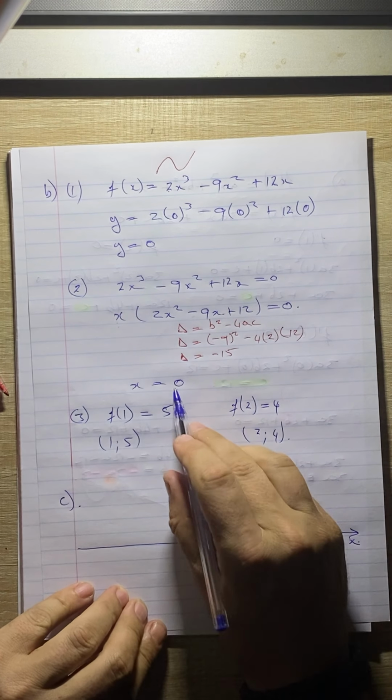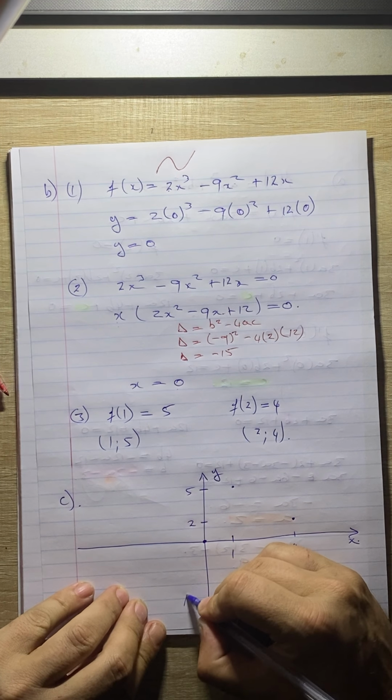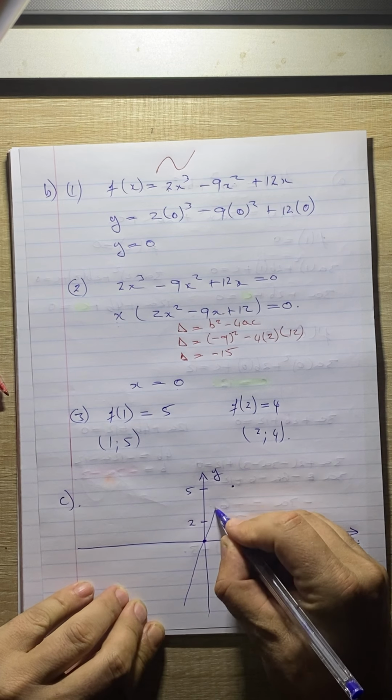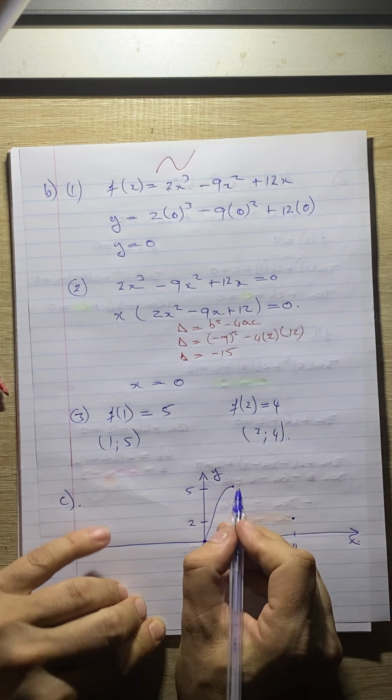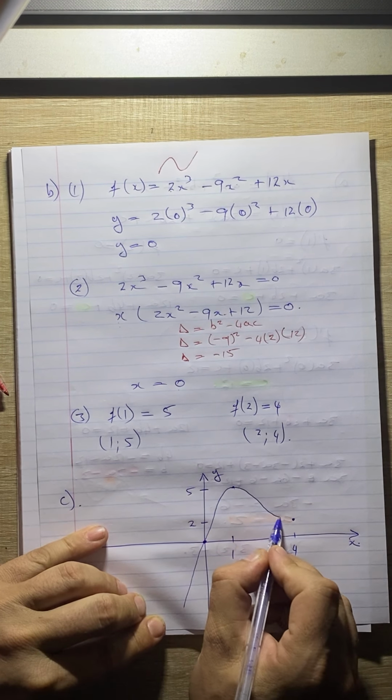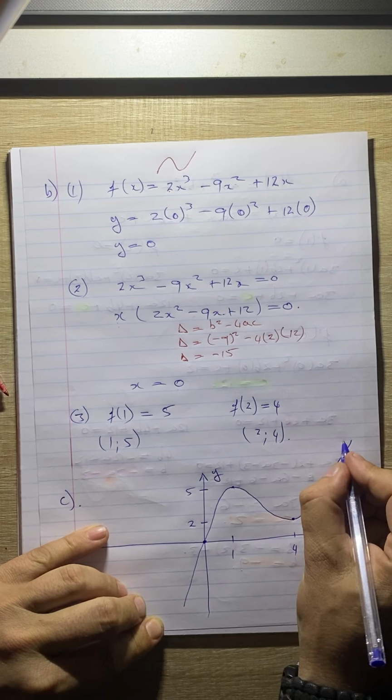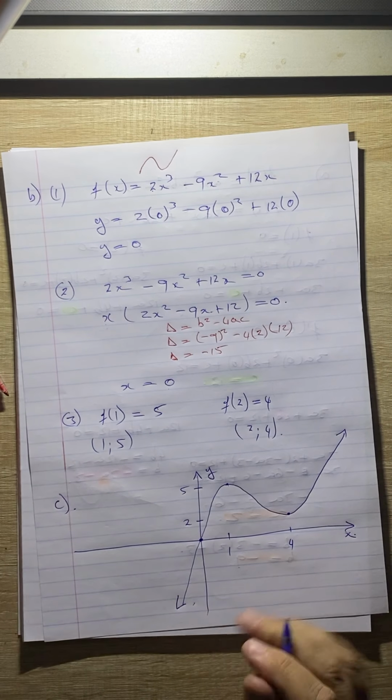Okay, so it's going to go through this point here. It's going to turn here, come down, turn, and then shoot back up. And that is our graph.